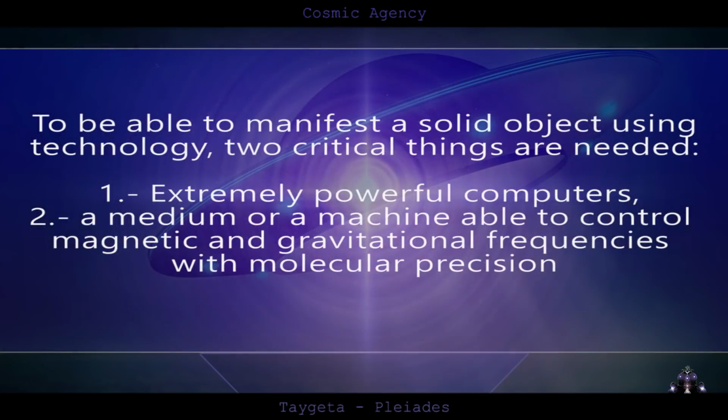To be able to manifest a solid object using technology, two critical things are needed. 1. Extremely powerful computers. 2. A medium or a machine able to control magnetic and gravitational frequencies with molecular precision.